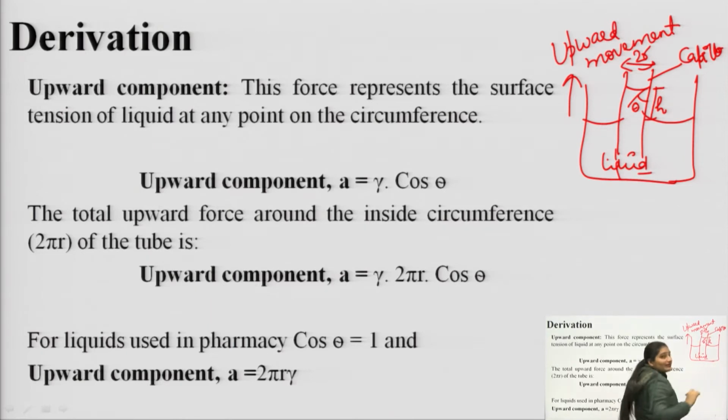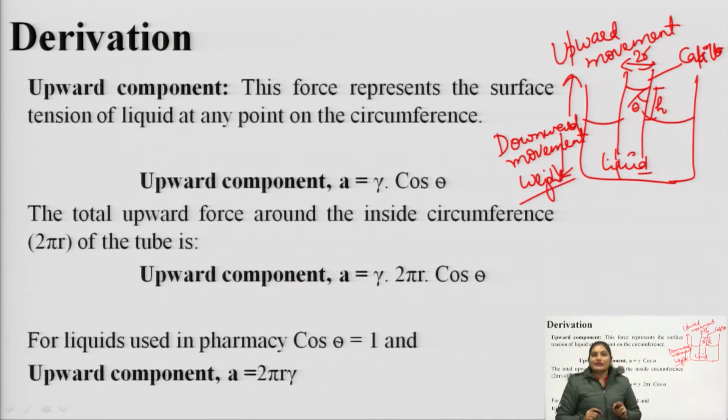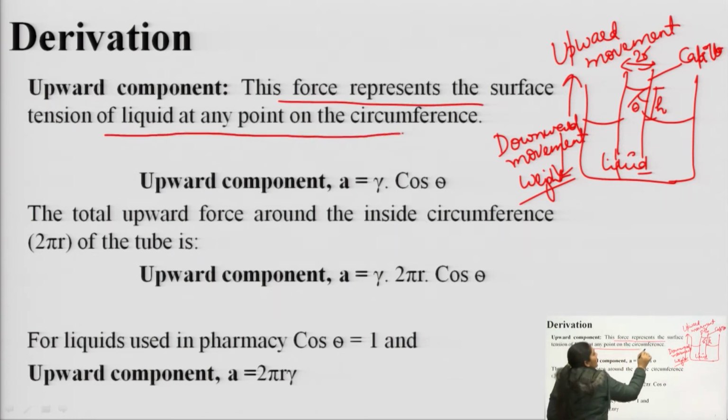The rise of liquid in the capillary tube will occur due to the upward movement, and this will be balanced by the downward movement. And what is the downward movement? The downward movement will be due to weight. Okay. So, what is the upward component? The upward component is the force that represents the surface tension of the liquid at any point on the circumference.